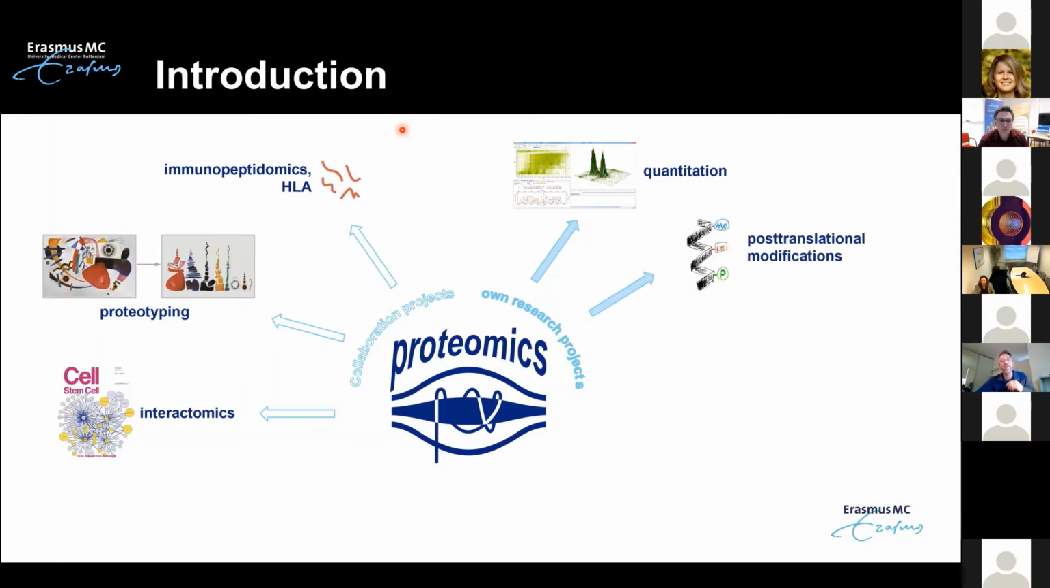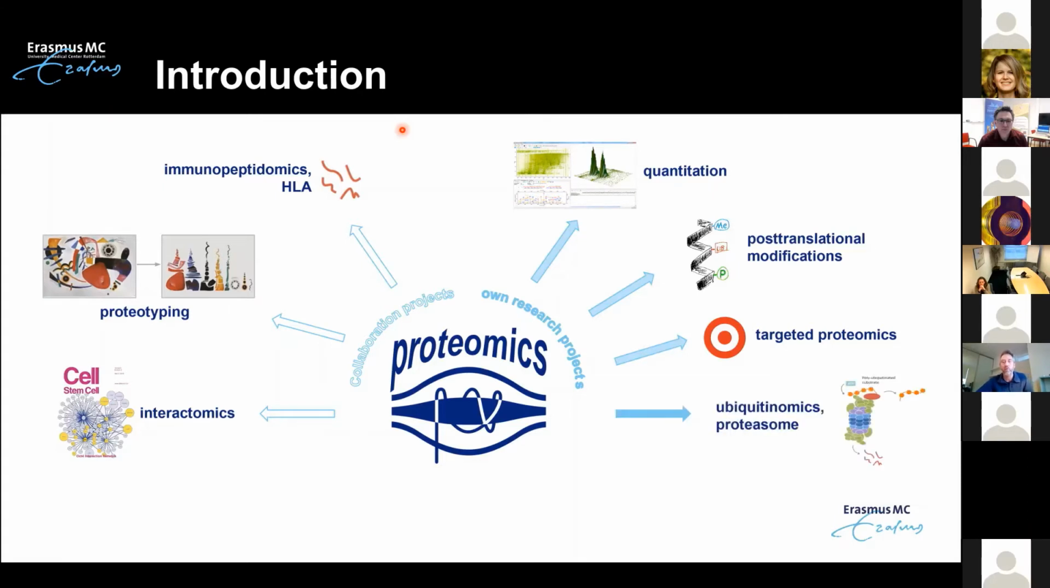Then the analysis of post-translational modifications is another main theme in the lab, which includes the development of enrichment tools for different modifications, such as phosphorylation, ubiquitination, methylation, with ubiquitomics being one of the main projects. And finally, targeted proteomics is something that we are really more and more interested in because of potential applications in translational and clinical research.